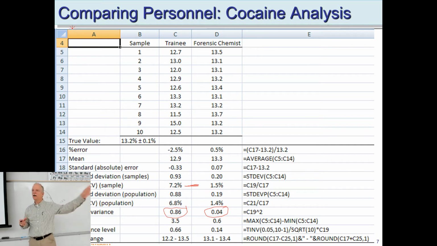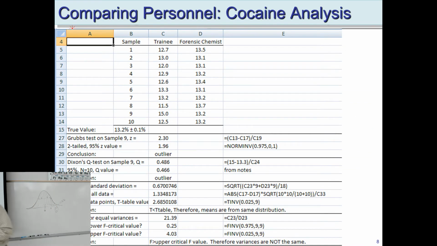If it's really high, then we'll have a high F number. If it's really low, the denominator is huge, we'll have a really low F number. So we have to test for high or low in this particular test. And so we have a critical F value for the low situation of 0.25 and a critical value for the high situation of 4.03. And our ratio is 21.39. So our trainees' variance is 21 times the forensic chemist's.